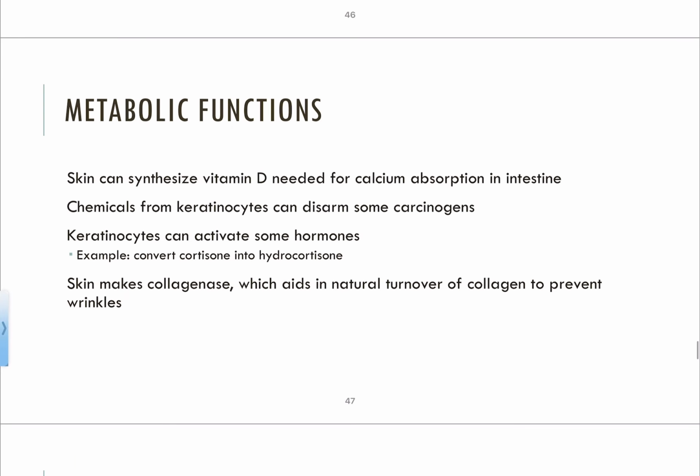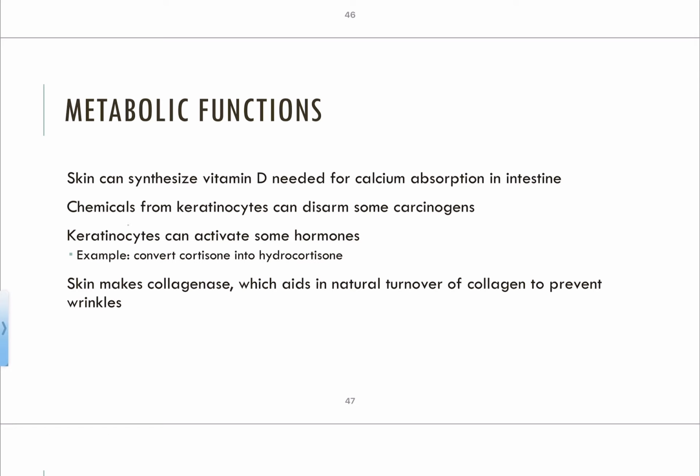Another function of the skin is that it does have some metabolic functions. So our skin can synthesize vitamin D, or actually a vitamin D precursor, which is needed to produce vitamin D. And we need vitamin D in order to absorb calcium in our intestines. So it's actually crucial. It doesn't matter how much calcium we have as an intake. If we don't have vitamin D there, we can't actually absorb it, and we're just going to excrete it out.